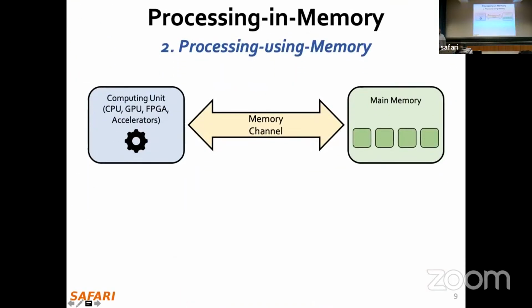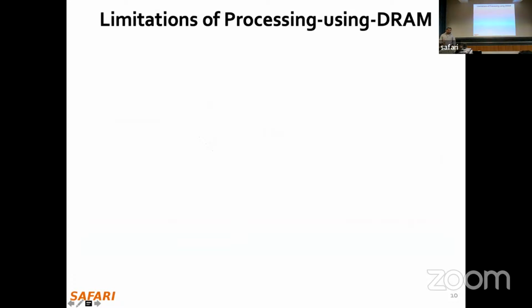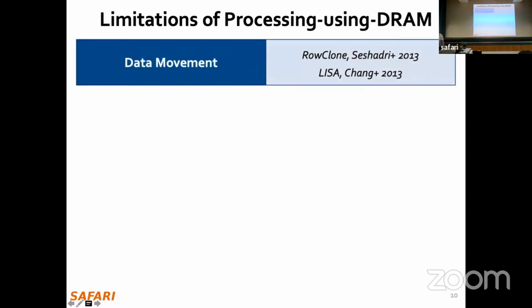And another example is processing using memory. Here is a more fundamental way of proposing processing in memory, because we're not adding any logic to perform the computation. Instead, we are using the analog properties of the memory cells to perform some type of computation. So in particular, we are interested in processing-using-DRAM solutions over here. We are going to use the DRAM cells to perform some sort of computations.